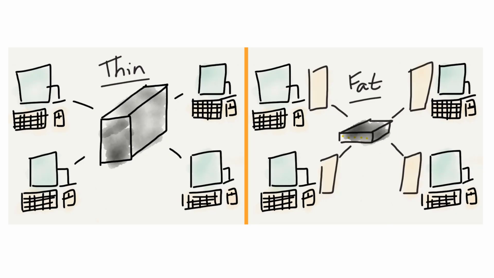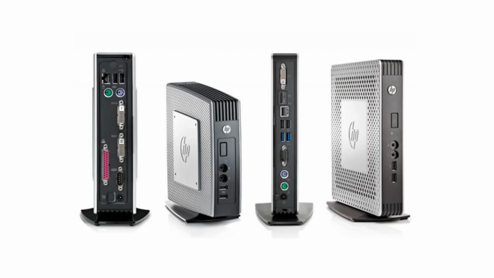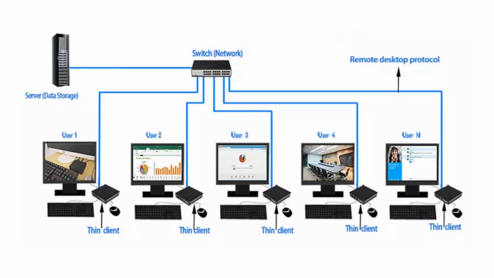There are mainly two types of clients, thin client and thick or fat client. A thin client is a computer that runs from resources stored on a central server instead of a local hard drive. Thin clients work by connecting remotely to a server-based computing environment where most applications and data are stored.